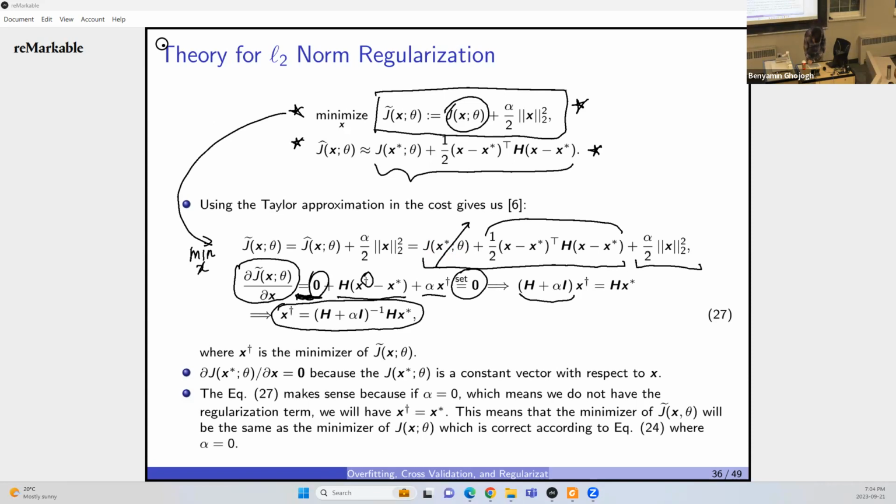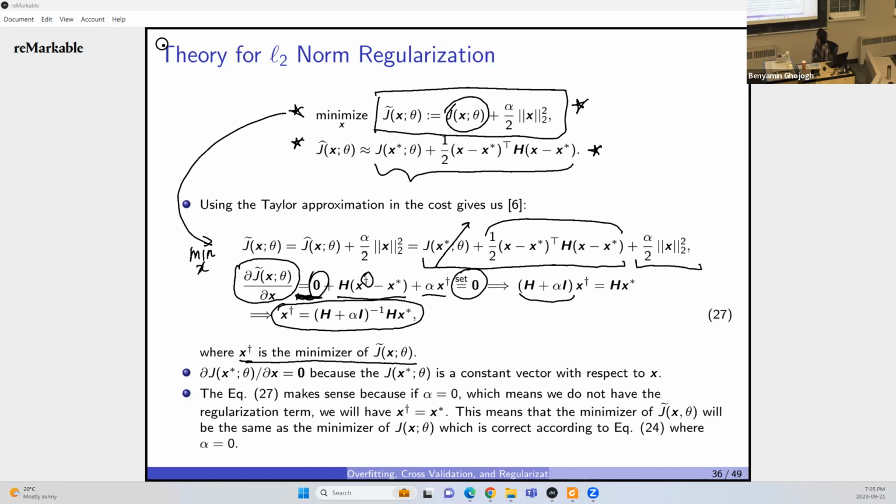And then this is a quadratic form. Its derivative with respect to X becomes H times X minus X star. And here by X dagger, I mean the solution of the optimization. Then this is also a quadratic form, so its derivative becomes 2x. The 2's cancel each other, so I'll have alpha x. Set it to 0, rearrange the terms, and then left multiply both sides by H plus alpha I inverse, because this term is a pain in the neck. Then our x becomes this, equation 27, the solution. So x is denoted by x dagger, which is the minimizer of J tilde, right? Because I was minimizing J tilde.